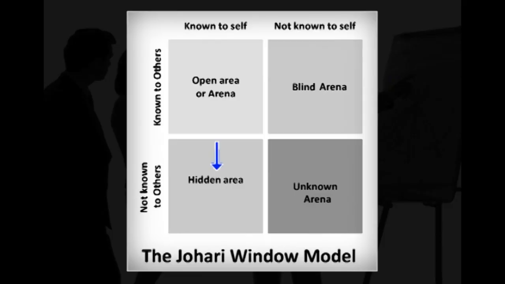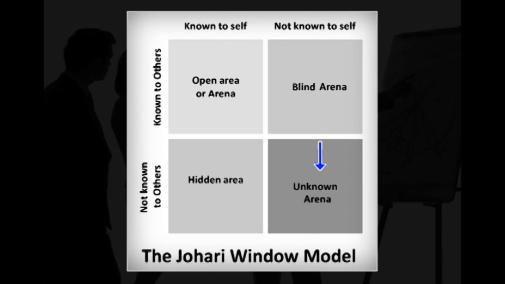The third quadrant is hidden area. This quadrant represents things that you know about yourself, but others do not know. The fourth is unknown area. This last quadrant represents things that are unknown to you as well as unknown to others.